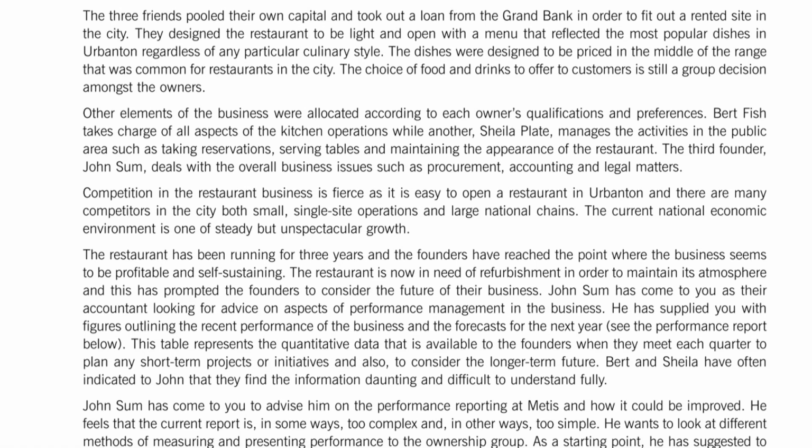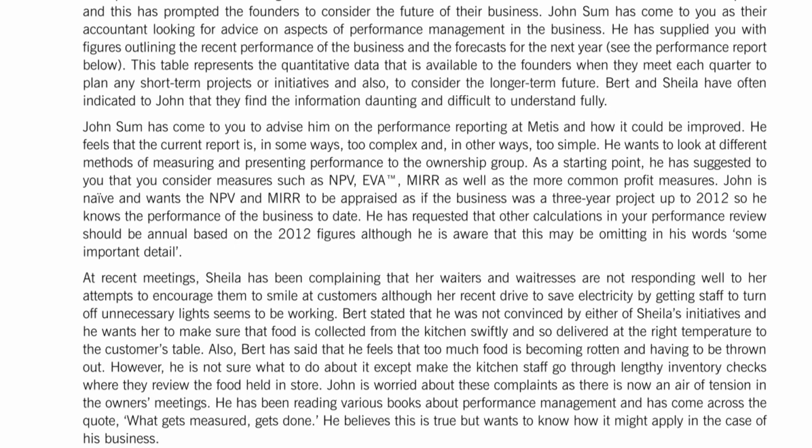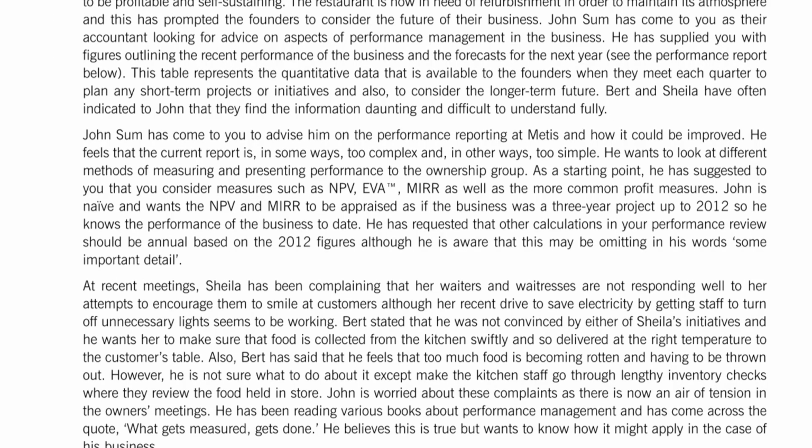So I've got the past exam question open. A lot of text. We're not dealing with the written parts right now, with the discussion requirements. We're only looking at the discounted cash flow requirements, which we can see here. He has suggested that you consider measures such as NPV, EVA, and MIRR. So we're going to look at the NPV and the MIRR parts in the video right now.